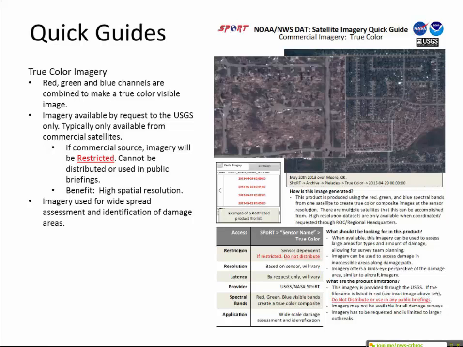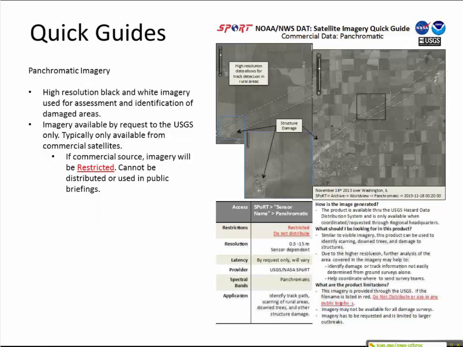The next slide. The last type of imagery we'll talk about is panchromatic. It's also produced by a couple of different sensors, like Landsat, which would be freely available, but typically would come from commercial sources, thus being restricted. In this case, it's high resolution, it's black and white, and is particularly useful in this case for defining where you had damage in more rural areas, or at least that's what we're showing here.